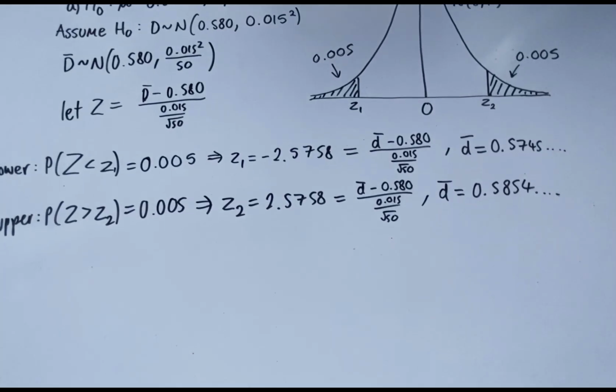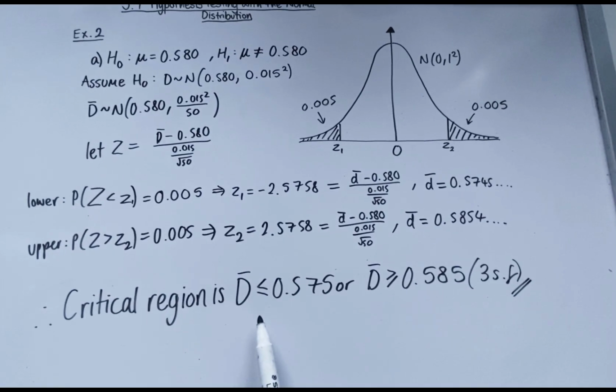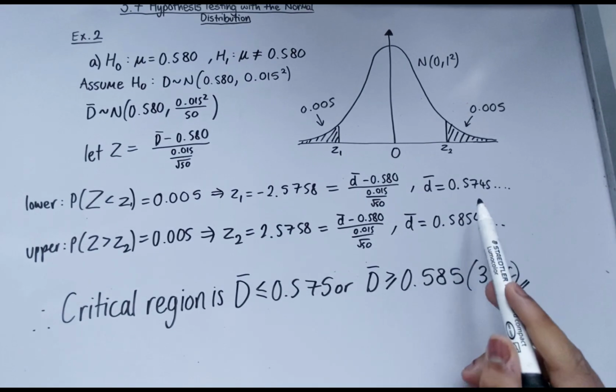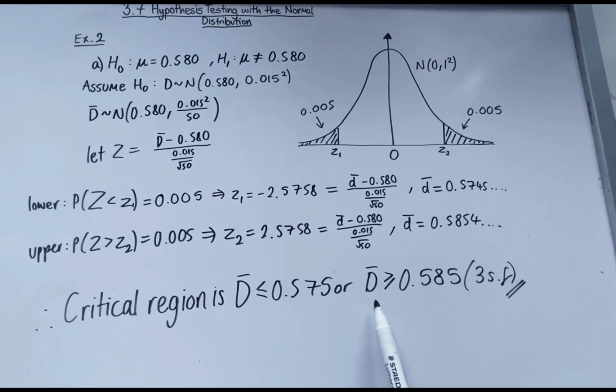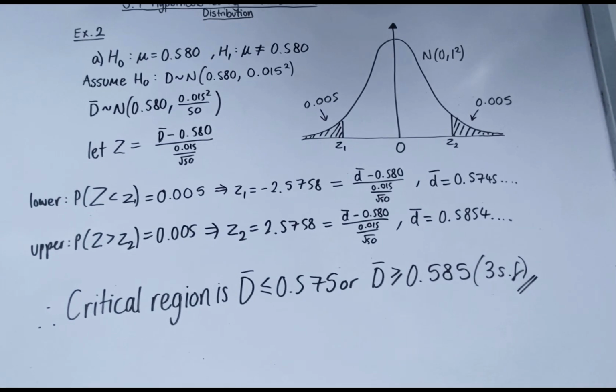0.5854 and so on. And so therefore the critical region will be d bar is less than or equal to 0.575 to 3 SF, or d bar is greater than or equal to 0.585 to 3 SF.